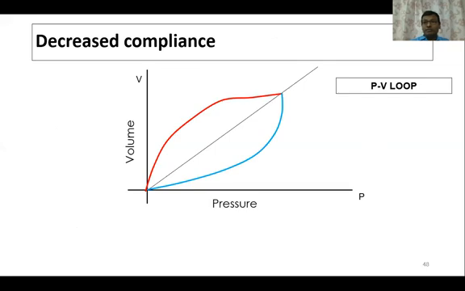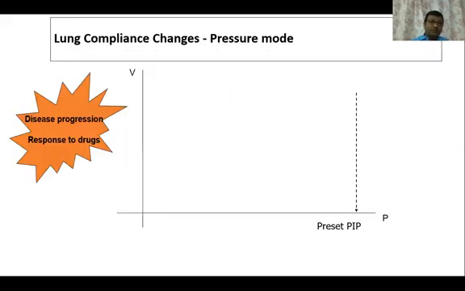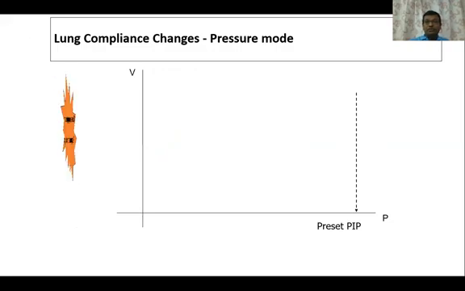How a decreased compliance appears on a PV loop. So we all know the PV loop will become flatter or it will shift to the right. And if you measure this angle, in cases of newborns with RDS, this angle can be less than 40 degrees. So that is reduced compliance. Now, graphics can help us to know about the disease progression and response to drugs as well.